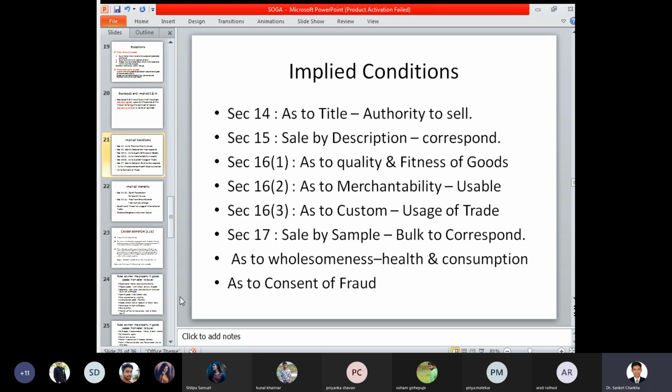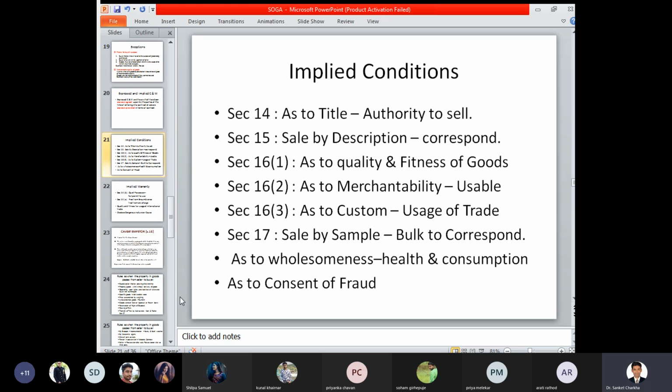So at this stage, it is always an implied condition that whatever order you place based on the description provided by the seller, the goods must correspond to that particular description only. If the goods are not based on the description given to you, you have a right, based on the implied condition, to reject those goods and services. Why? Because your condition is violated, and whenever a condition is violated, you have an option for repudiation of that particular contract.